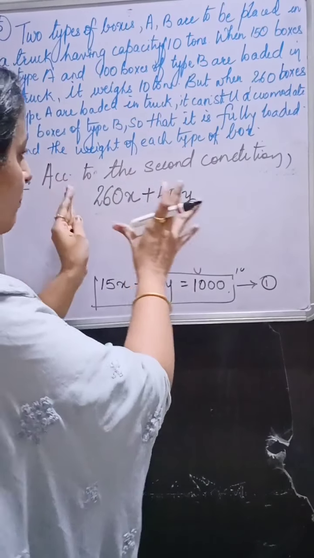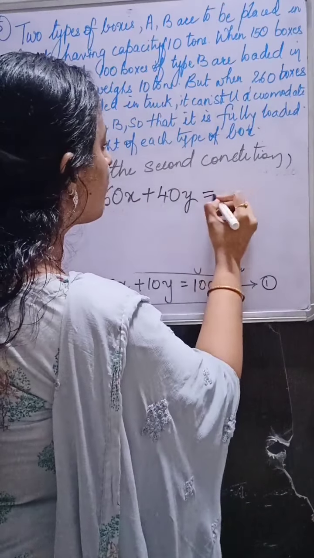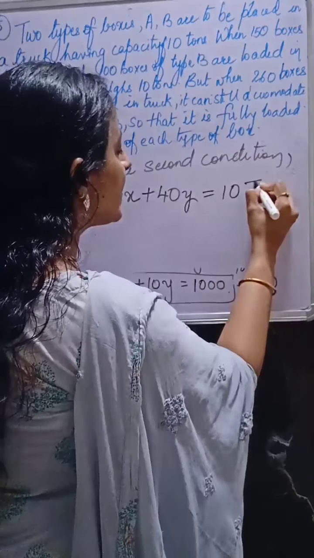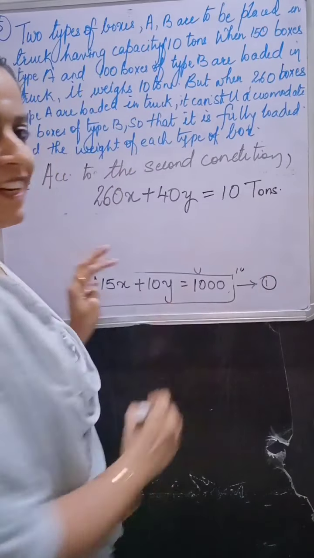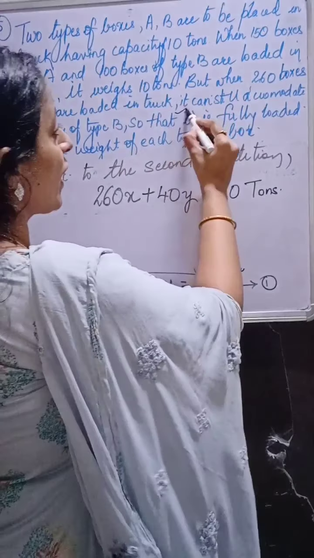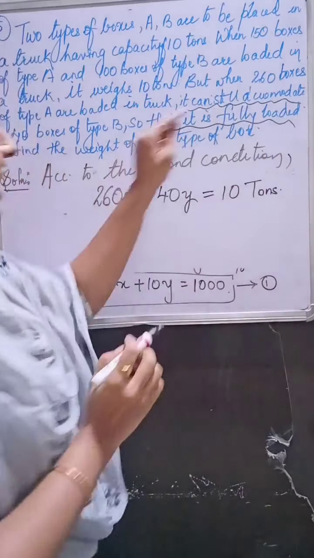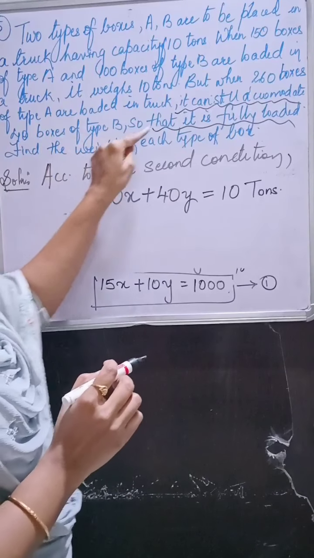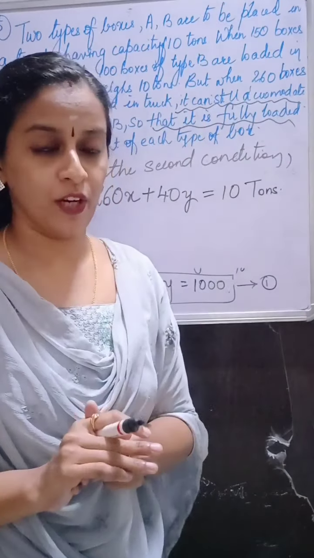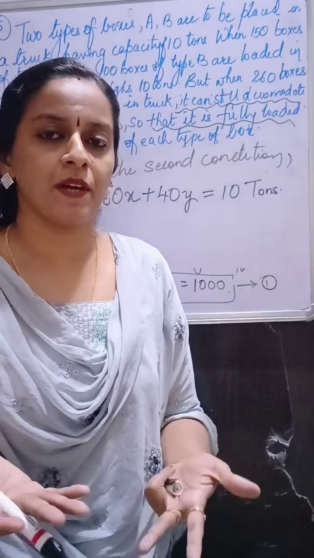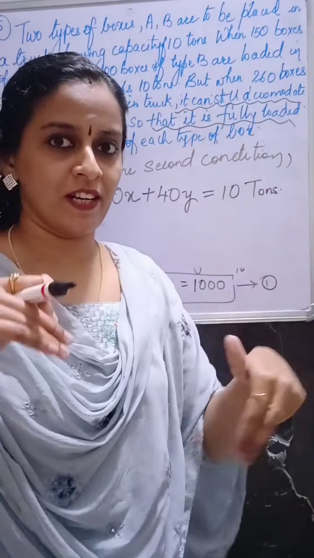So if you keep this many boxes, then it is fully loaded, meaning it has completed 10 tons. This was the twist. And instead of writing fully loaded, here they have written it can still accommodate 40 boxes, so that it is fully loaded, or it has completed its capacity. So this part we have to understand.